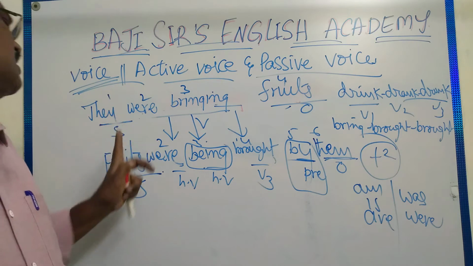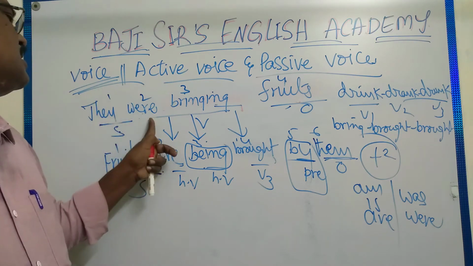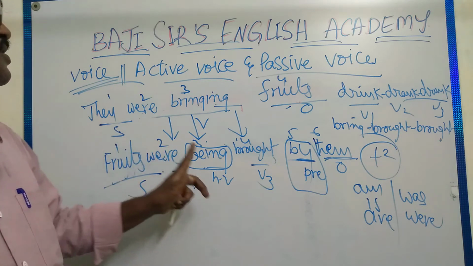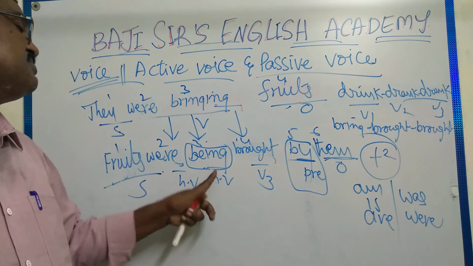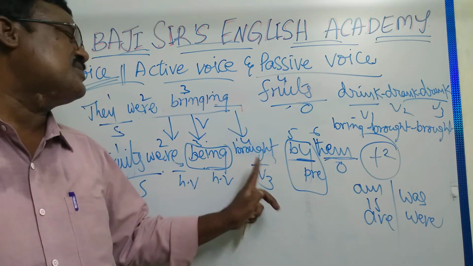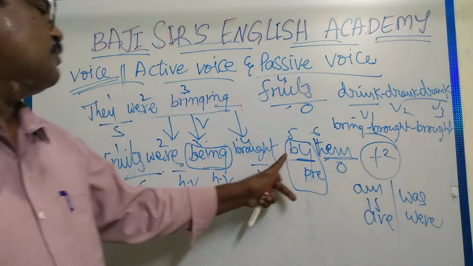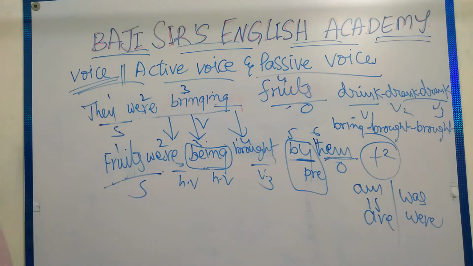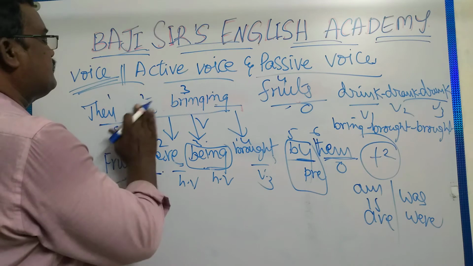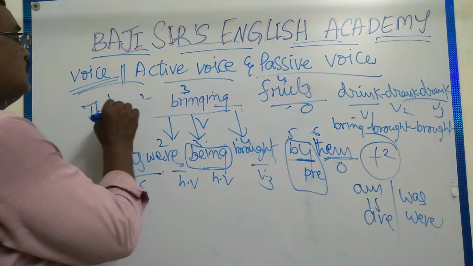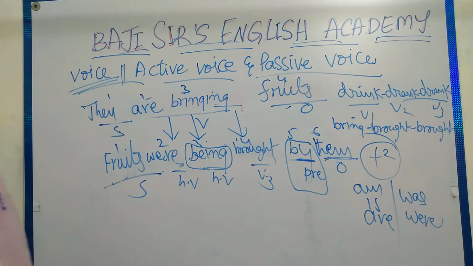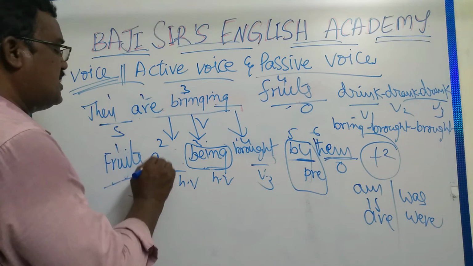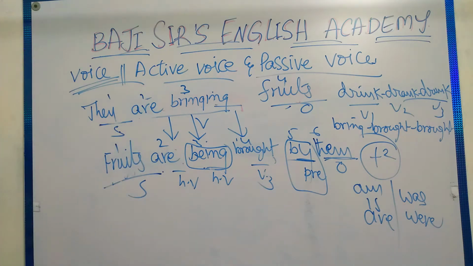So what is there? Here the subject is plural. Here also plural be form, past plural be form, were. Fruits were being brought. Bringing, ing form is there, being. So immediately with V3 form. Passive voice means with V3 form we have to write. By them. So the pronoun is there, the object case separate is there, that one we have to write. Now for example, they are bringing fruits. Already here present tense is there. Automatically here also present tense we have to write. Fruits are being brought by them.